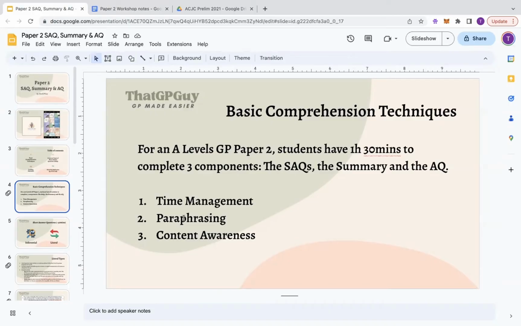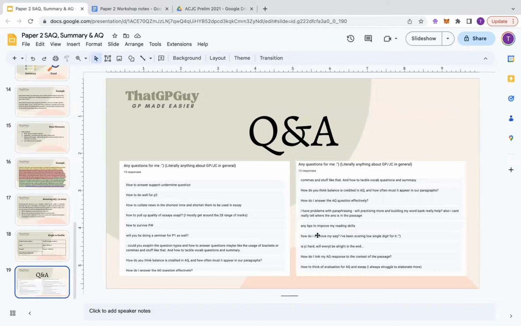Summary also, paraphrasing. Not the AQ though. But that's still a huge component of paper 2. I know some of the questions that you guys have submitted are at the back, stuff like, how should I better paraphrase?